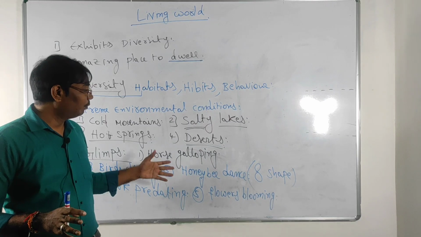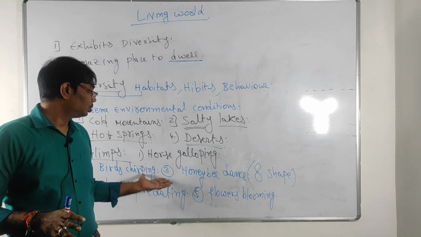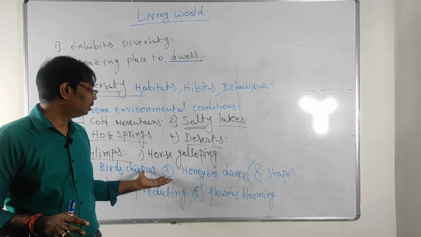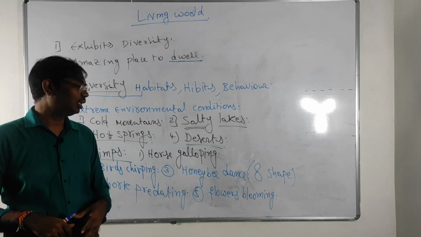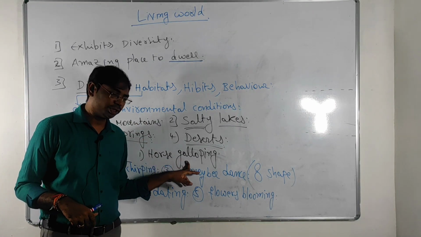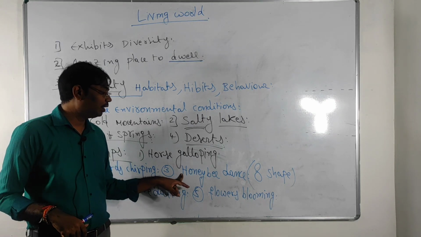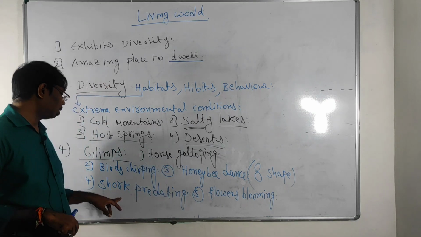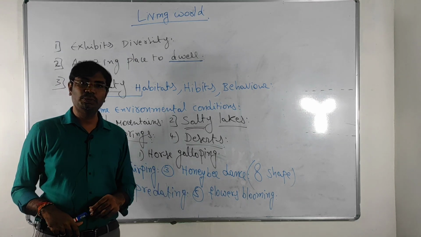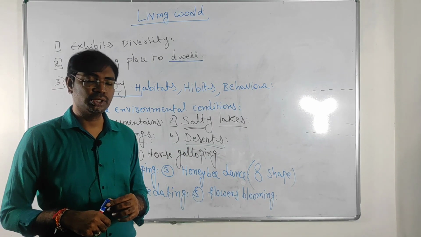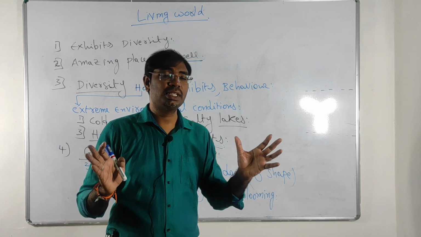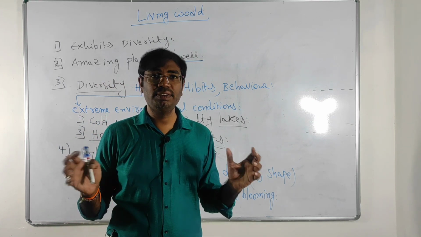Everyone knows these experiences. These experiences are like the behavior of animals. Horse galloping is one special kind of behavior, bird chirping is one special kind of behavior, then honeybee dance, shark predating and flowers blooming. These are different behaviors. So different behaviors are present in different animals in the living world.